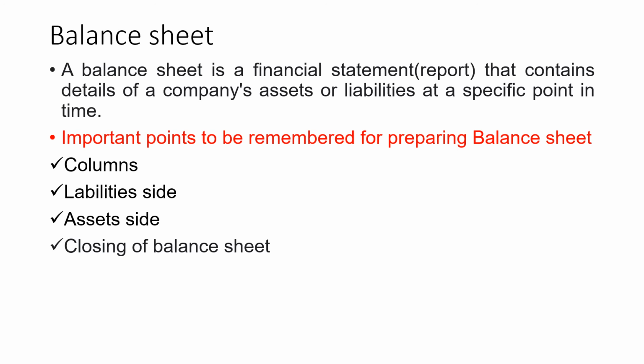After entering all these liabilities and assets items, we have to close the balance sheet. The last one is closing of the balance sheet. How to close it? We have to total both sides, liabilities and assets, and write the total of liabilities and assets. The name itself tells us it is a balance sheet, so the liability side should be equal to the asset side. We are preparing the balance sheet to know the financial position of the business or trader.